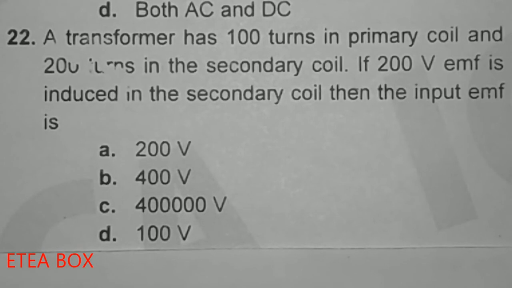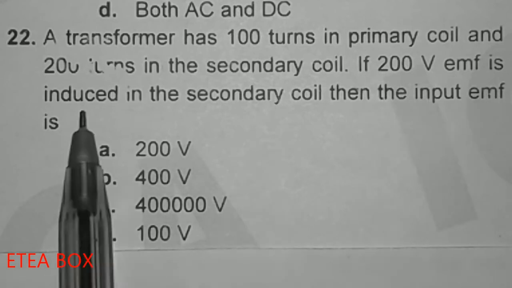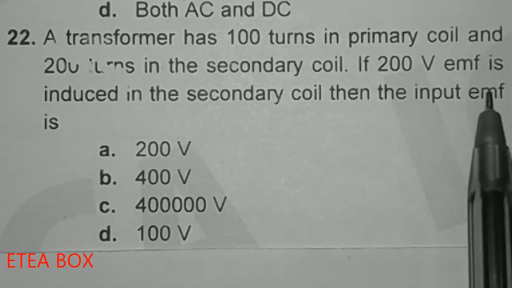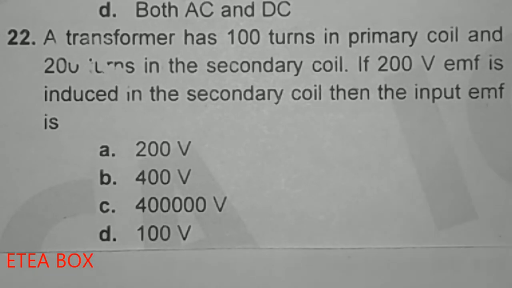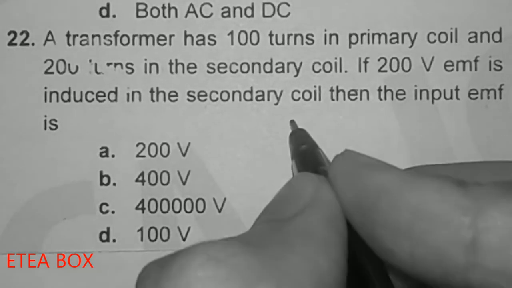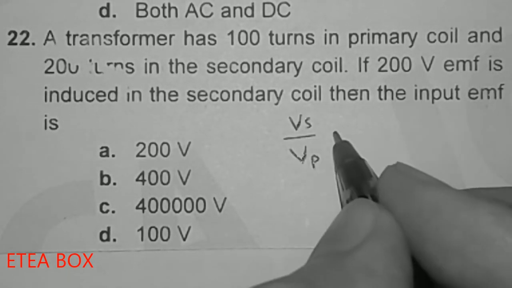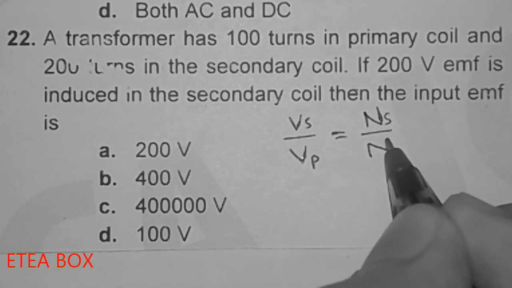A transformer has 100 turns in the primary coil and 200 turns in the secondary coil. If 200 volt EMF is induced in the secondary coil, then the input EMF. So the required is the input EMF, which means the voltage in the primary coil. We know that Vs divided by Vp, voltage in primary, is equal to Ns divided by Np.